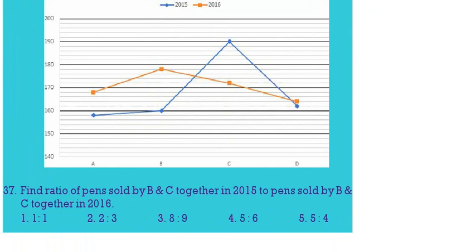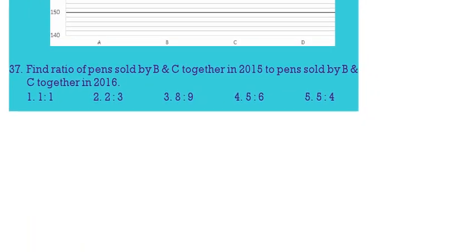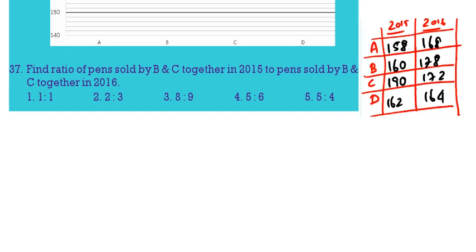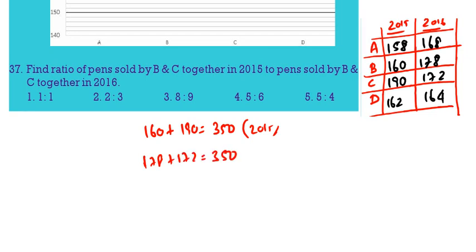See the next question. Find the ratio of the pens sold by B and C in 2015 to that of pens sold by B and C in 2016. Now B and C in 2015, that is 160 plus 190, 350. Now 2016, it is 178 and 172, that is again 350. So what is the ratio? If they both are the same, it is 1:1. 1:1 is the correct answer.